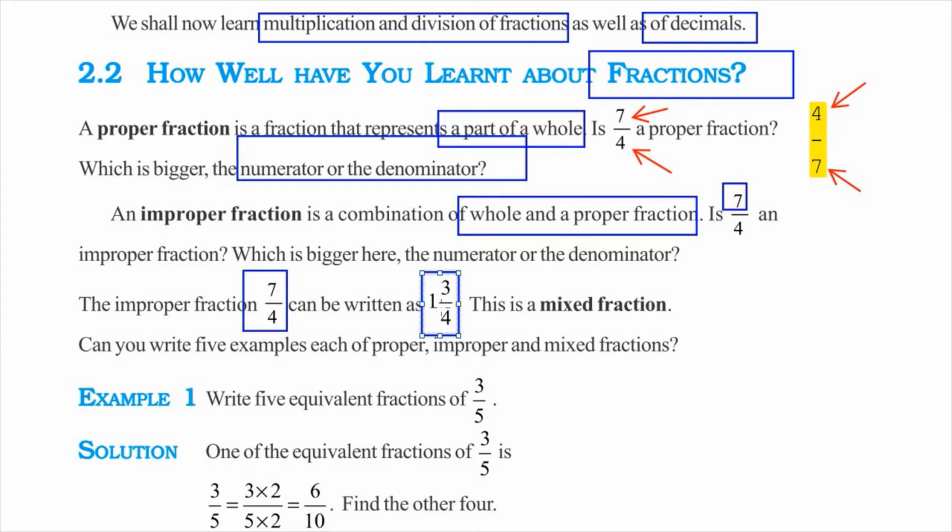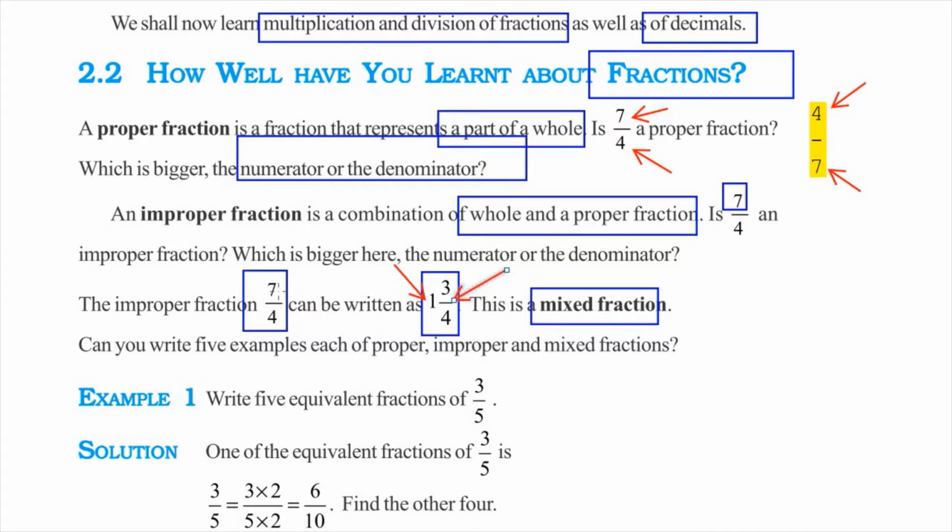So I hope you remember how you can convert an improper fraction into a mixed fraction. A mixed fraction is that which has a whole number and a fraction in it. In this case, we have 1 as the whole number and 3/4, or 3 by 4, as the fraction part of the mixed fraction. So I'll just remind you how we can convert 7 by 4 into 1 3/4.